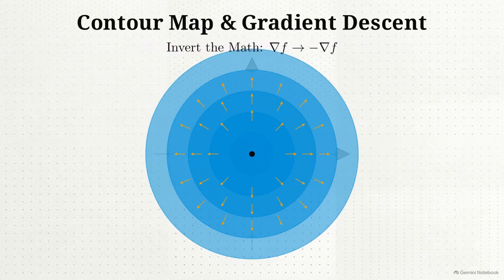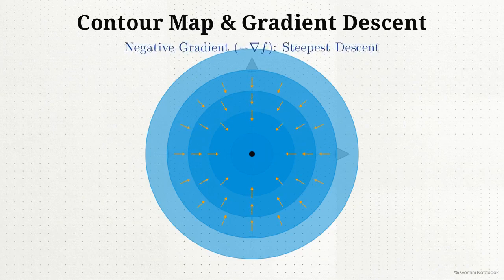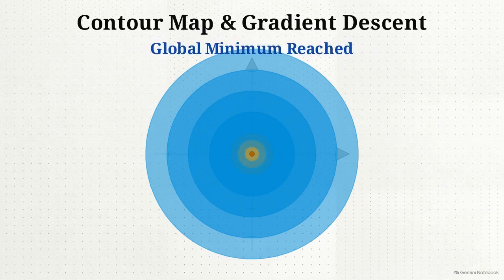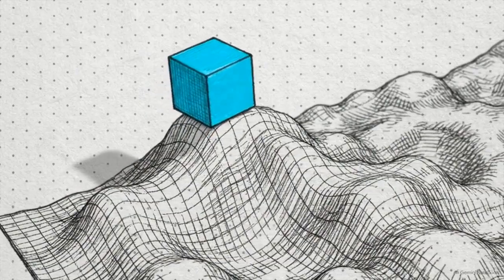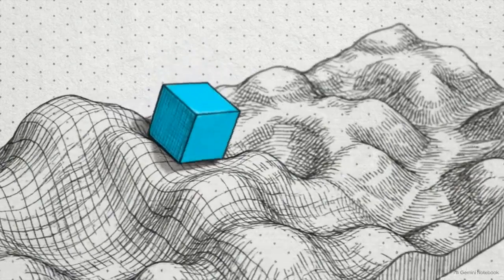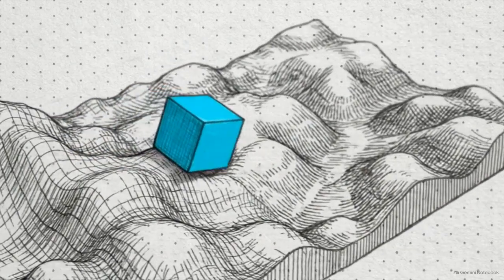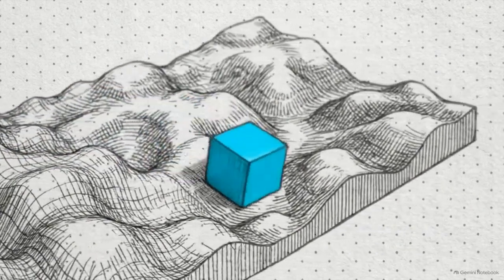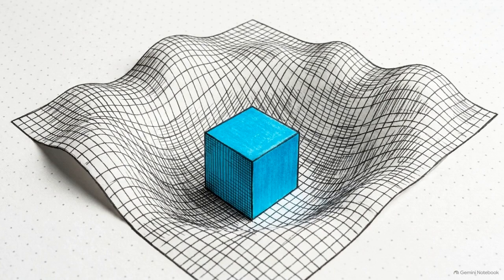Since the objective is to minimize the loss function, the algorithm simply inverts the math. It calculates the gradient, turns exactly 180 degrees, and follows the negative gradient inward toward the absolute center, where the error is lowest. This iterative process is called gradient descent. The algorithm recalculates its position, finds the new steepest downward slope, and takes another step, continuing this cycle until it hits the absolute floor of the error landscape.